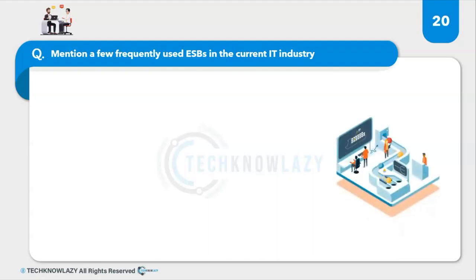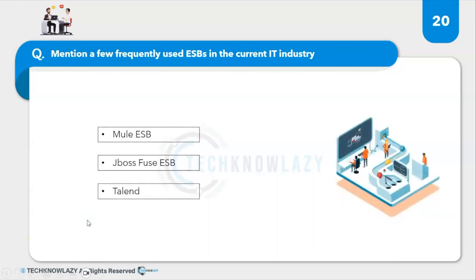Now the answer for this question is: the most frequently used IT industry ESBs are Mule ESB, JBoss Fuse ESB, and Talend. So there are a lot of ESBs currently used in the IT industry, but the most popular ESBs are Mule ESB, JBoss Fuse ESB, and Talend. So these are the top three ones which your interviewer will definitely expect from you.